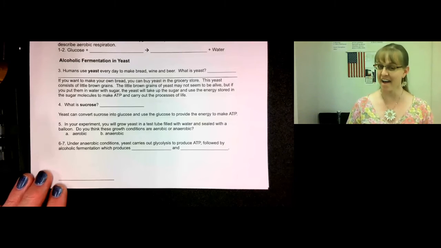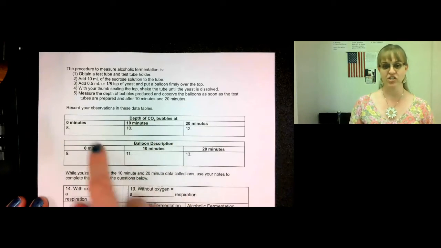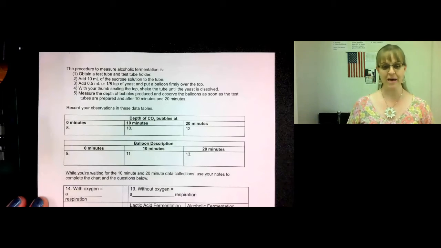If it's alcoholic fermentation, guess what that produces? So you can write the word alcohol as one of the things. The other thing is it will make bubbles of a gas. What gas is usually produced in cellular respiration? It's the same gas you put here. You'll record your observations here when you look at the lab photos.